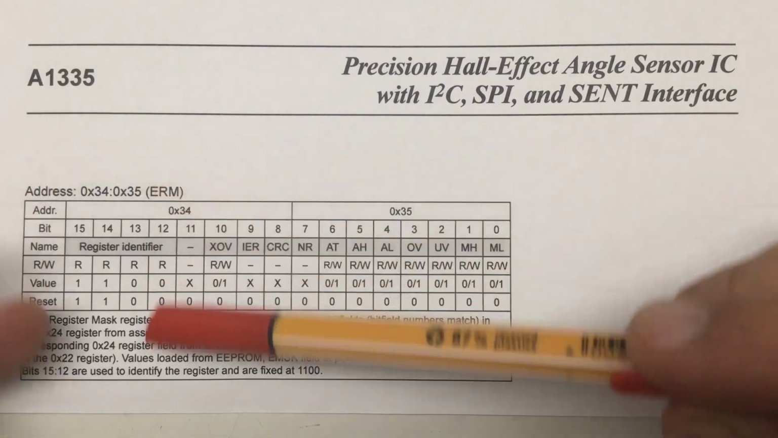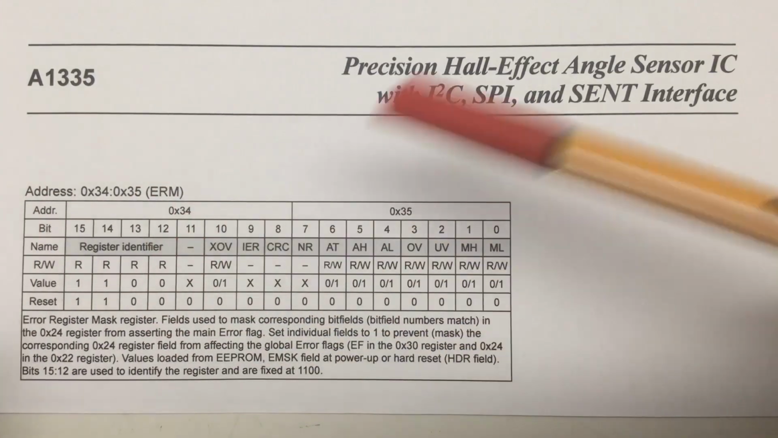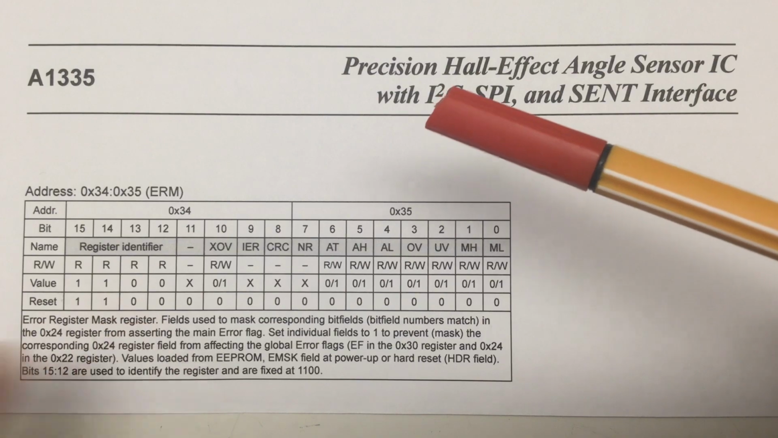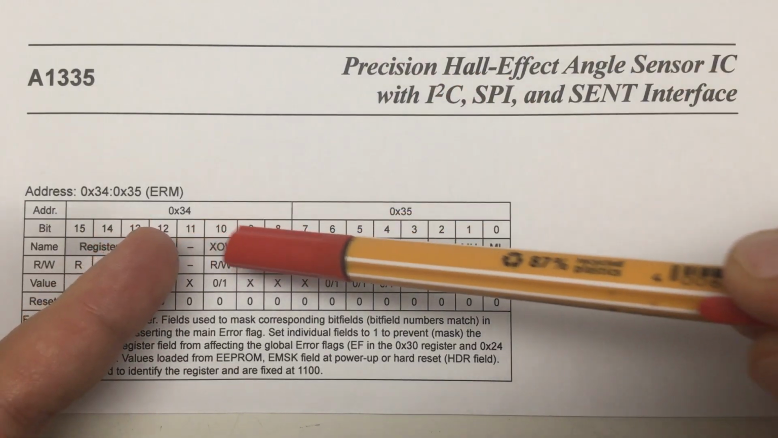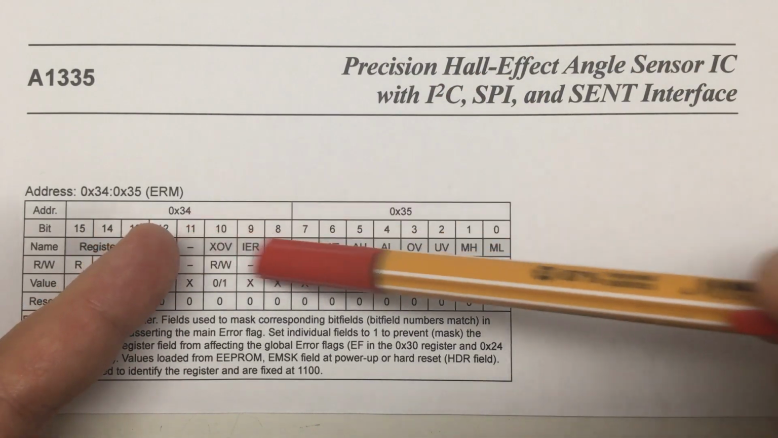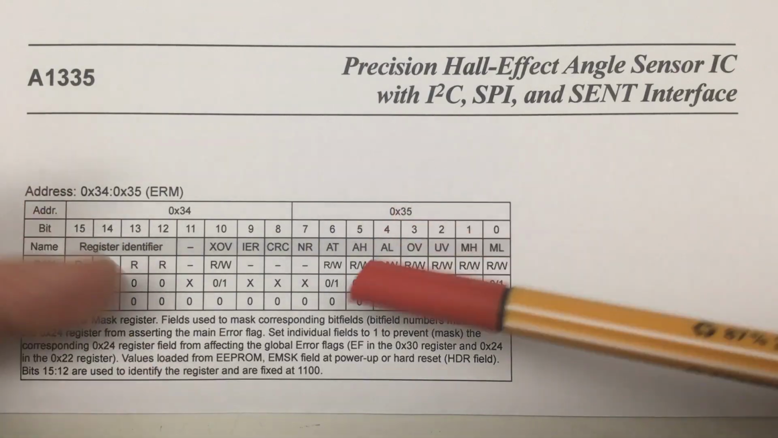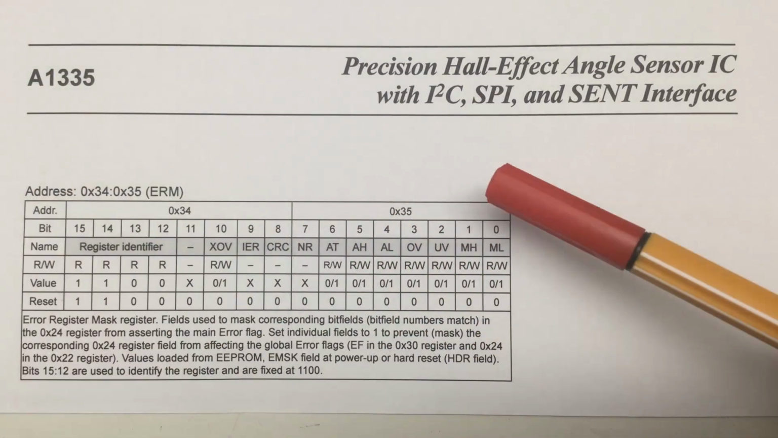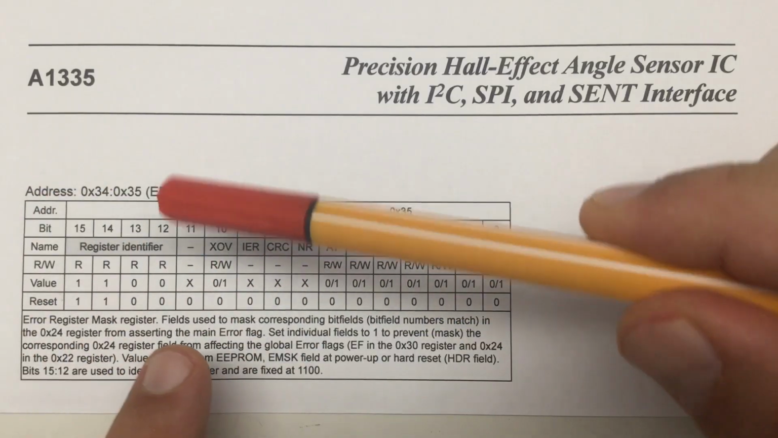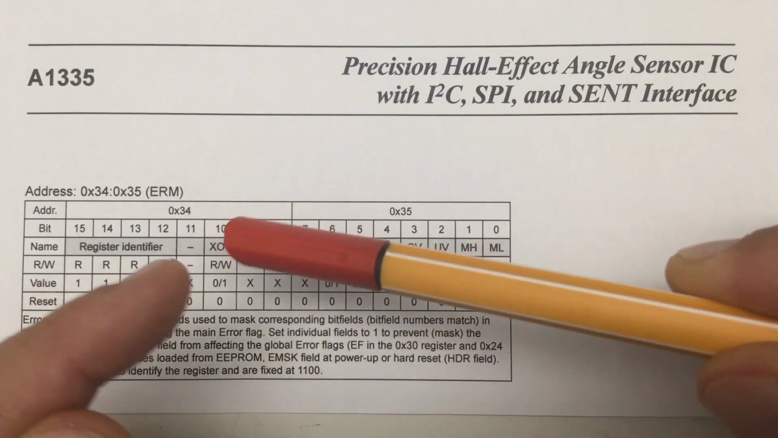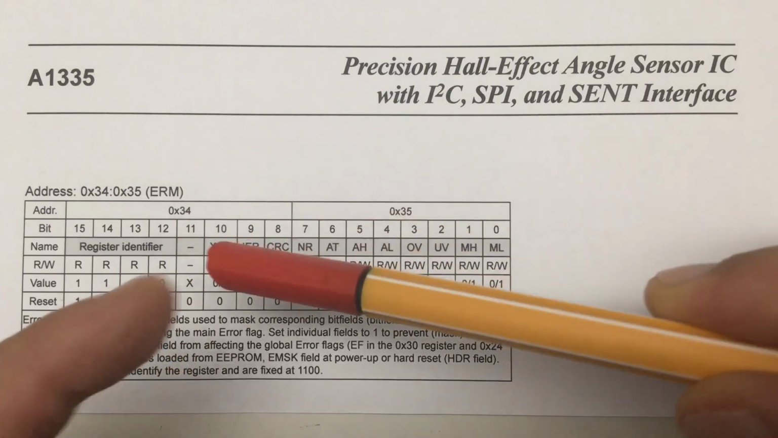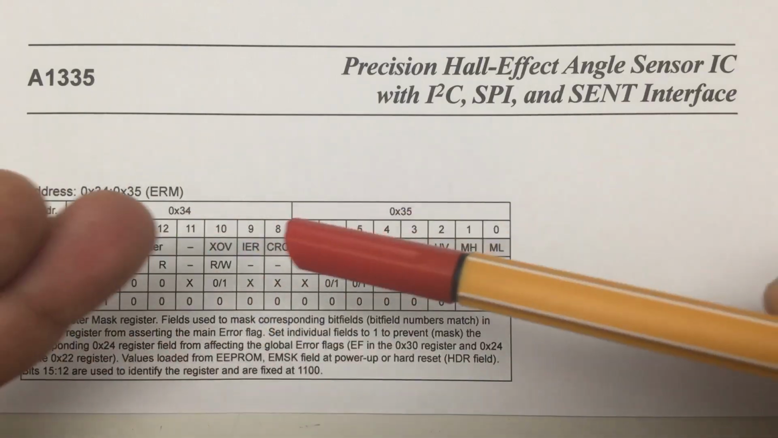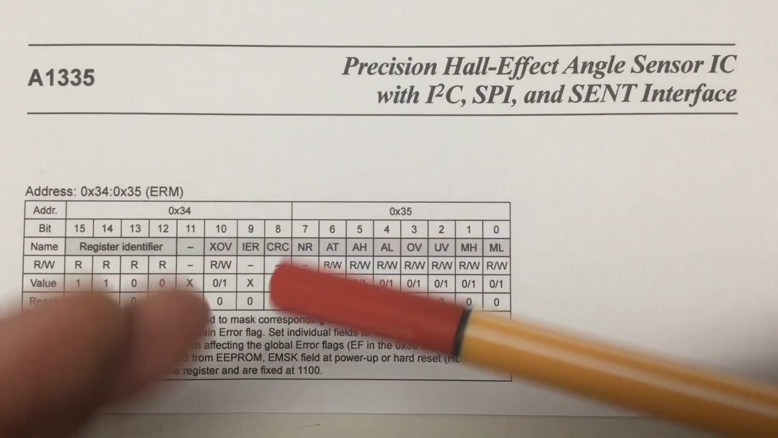It also starts with a register identifier, in this case 1100, and that is followed by exactly the same flags you also find in the error register. We had a look at that in part 1 in detail. Please note that you cannot mask out the extended error flag here, which is set if there's any unmasked error in the extended error register.